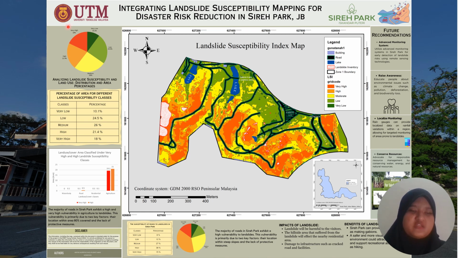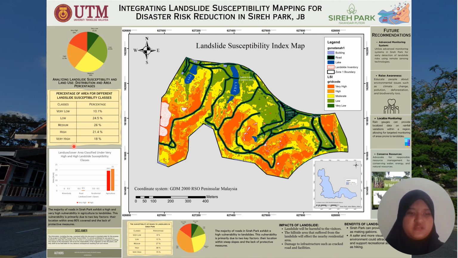From this, we can see that medium has the highest percentage area among the different landslide classes, which is 26%. This shows that overall the area is prone to very low to medium landslide susceptibility.